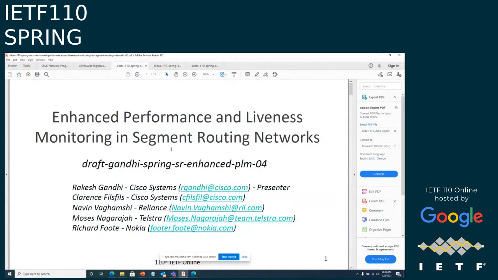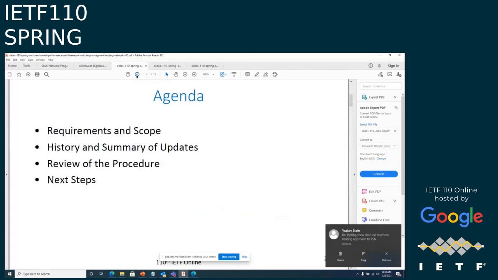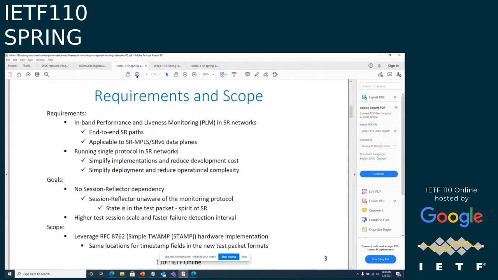Hi, everyone. My name is Rakesh Gandhi, presenting the Enhanced PLM, Performance and Liveness Monitoring in Segment Routing draft on behalf of the authors listed. Next slide, please. So the agenda is we look at the requirements and scope, the history of the draft and updates, and the review of various procedures and next steps. And next slide, please.